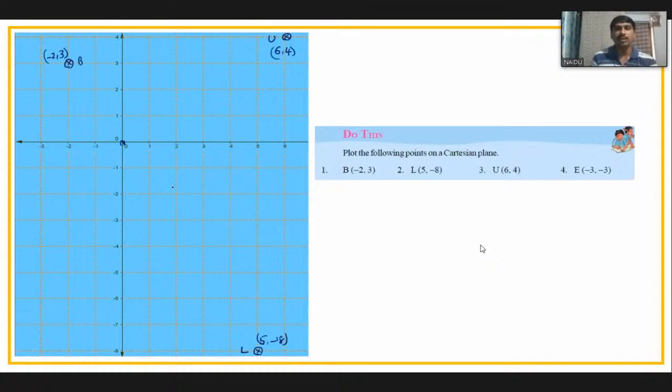And now the point E, the last one we have to plot, minus 3 comma minus 3. From the origin, toward the negative direction of x-axis 3 units, that is minus 3, and toward the negative direction of y-axis, that means downside 3 units, that is minus 3. Where these two meet will be the final point, which will be E, which is minus 3 comma minus 3.